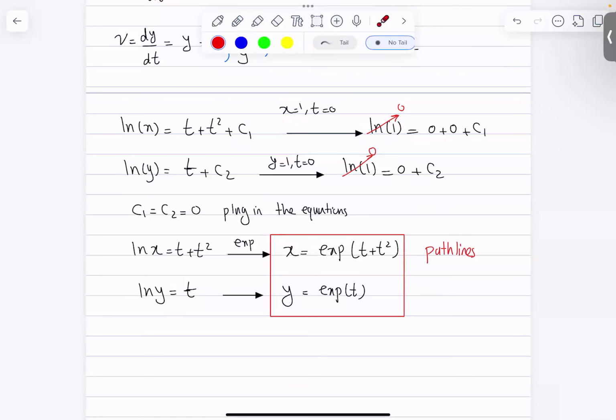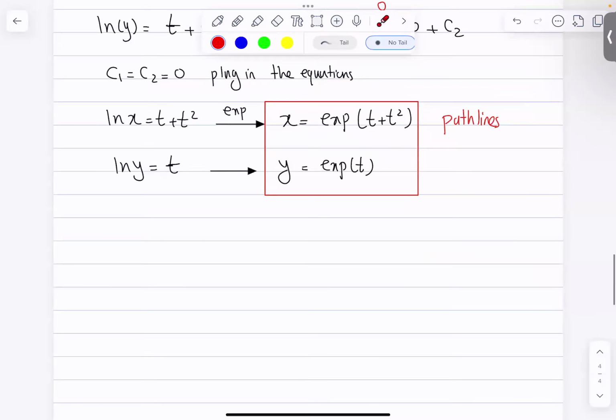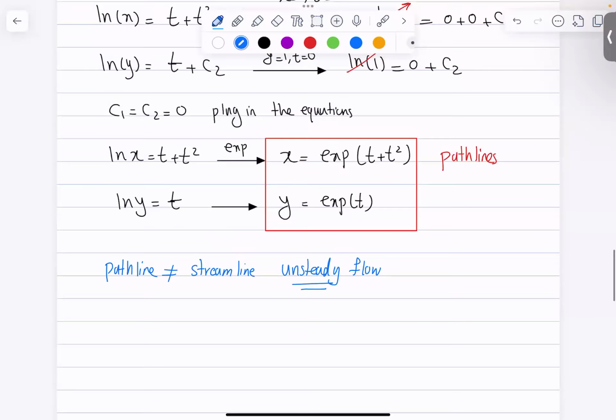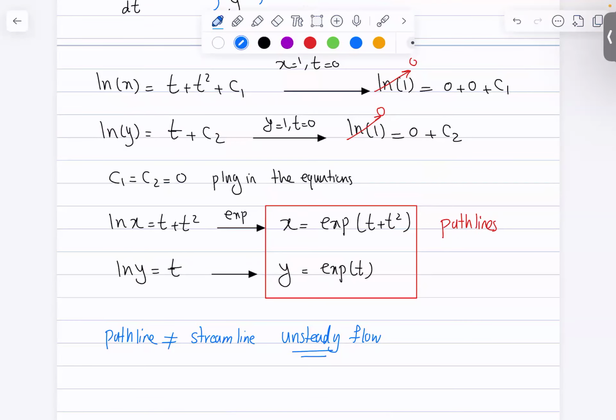And as we can see, the equations are different because you have an unsteady flow, right? It depends on time. We said that these equations, pathline and streamline, will be the same if you have a steady flow, right? So I'm going to say here, pathline not the same as streamline because it's unsteady flow. All right, so hopefully that is clear.